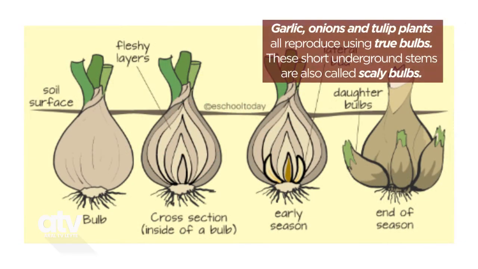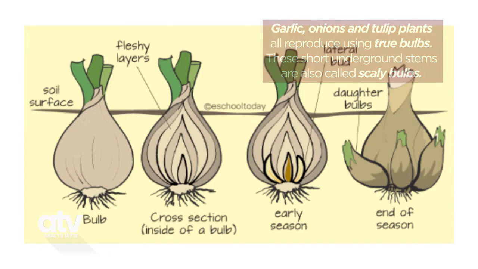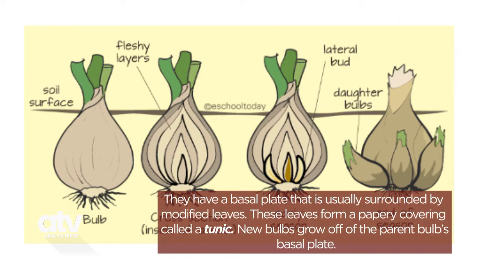Garlic, onions, and chili plants all reproduce using true bulbs. These short underground stems are also called scaly bulbs. They have a basal plate that is usually surrounded by modified leaves. These leaves form a papery covering called a tunic. The new bulbs grow off from the parent bulb's basal plate.